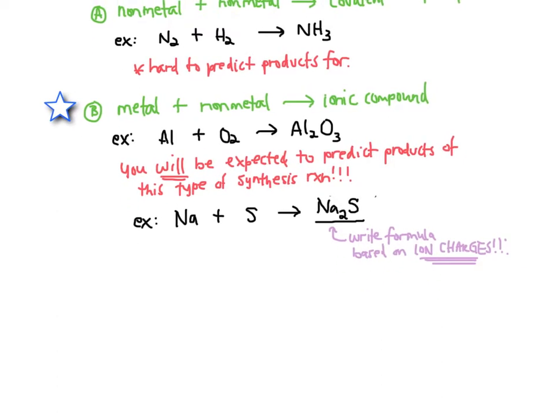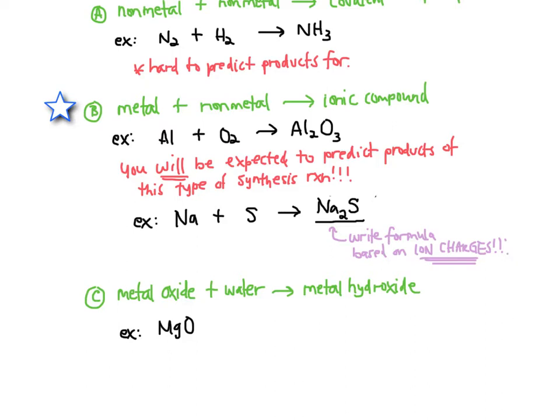All right. The last type of synthesis reaction that I would expect you to recognize and be able to predict products for is where you start with a metal oxide and water as your reactants, and that's going to produce a metal hydroxide. So let's talk about what a metal oxide is. A metal oxide is going to contain a metal and oxygen. So for example, MgO. Mg is your metal and O is oxide.